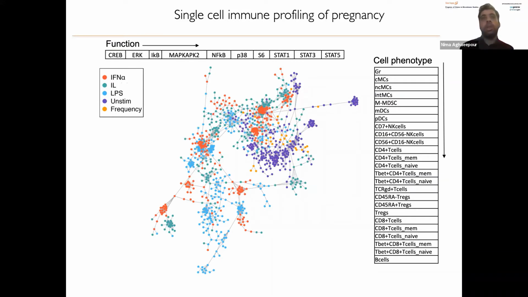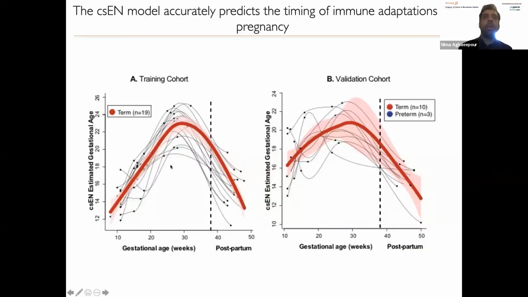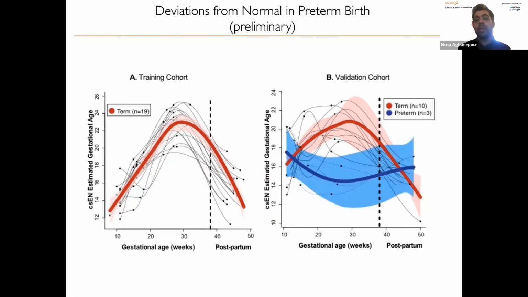And we can build a machine learning algorithm that would look at this data and first, in normal pregnant women, predict gestational age at time of sample collection. And then we can validate it in an independent cohort and hopefully use that to detect preterm birth cases as well. So this was the first part of this study that was published a couple of years ago.